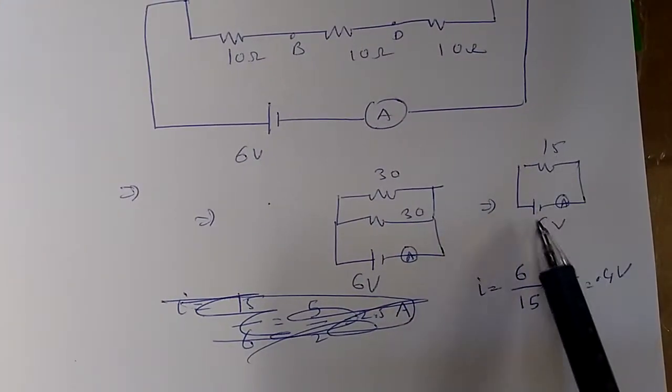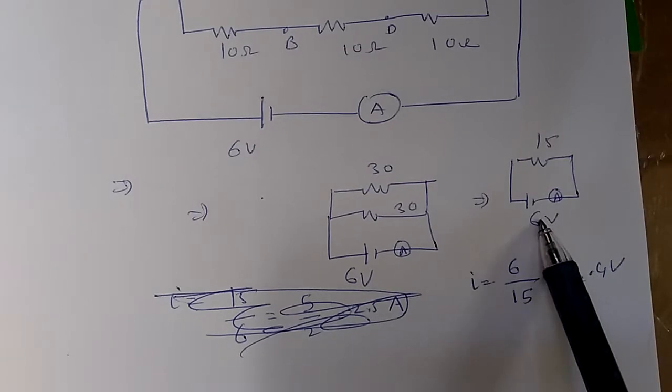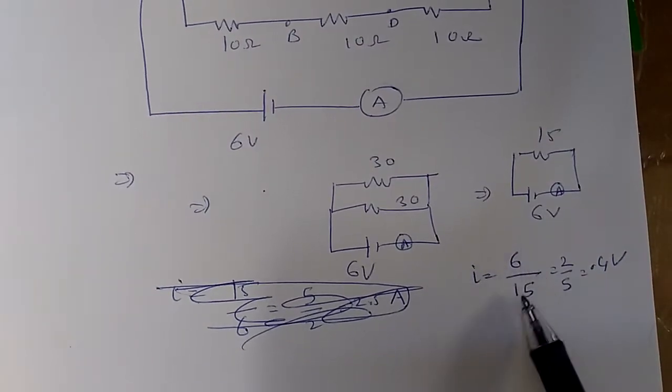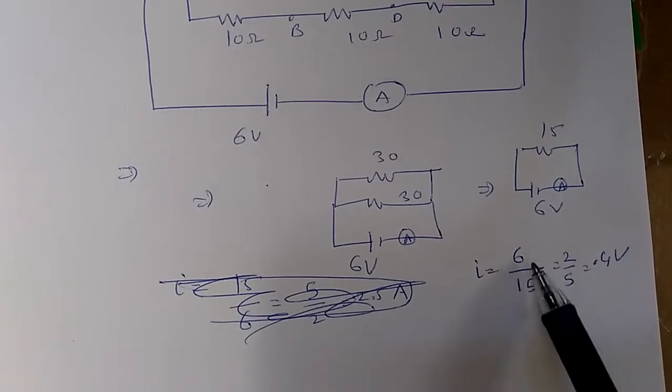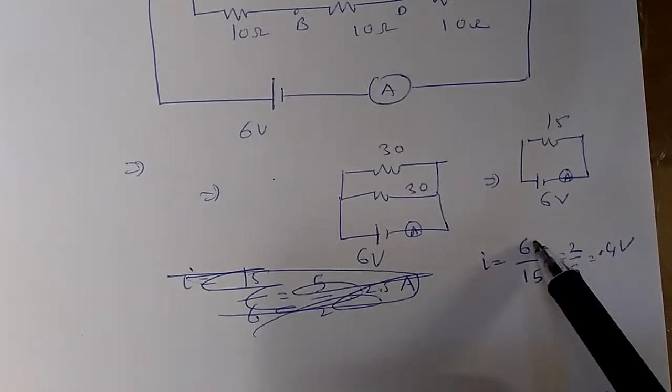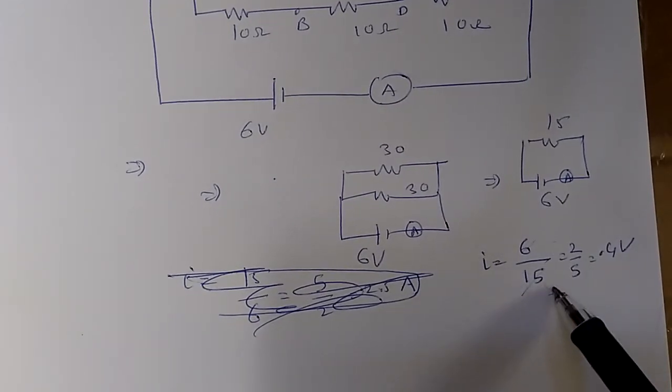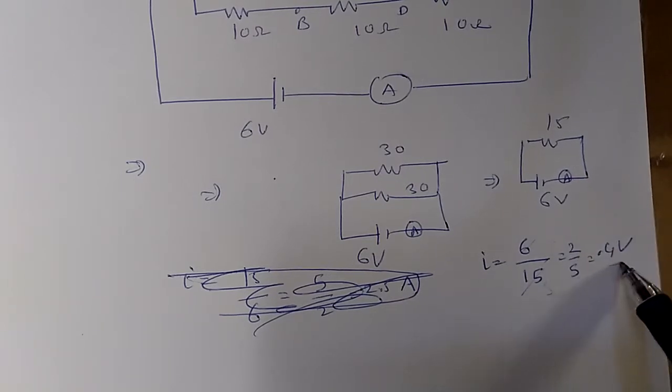To find the current, we divide the voltage V by R. I is equal to V by R. V is 6 volts, R is 15, so it's 6 divided by 15. 3 into 2 is 6, 3 into 5 is 15, so it's 2 by 5, or 0.4.